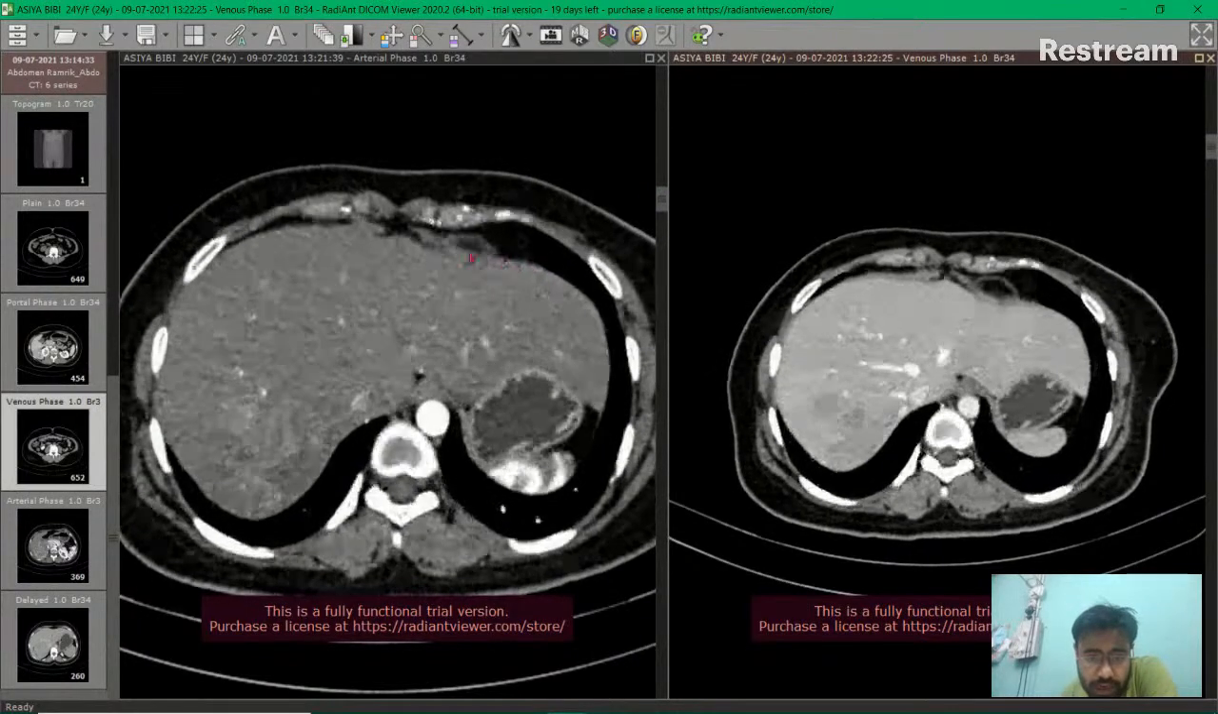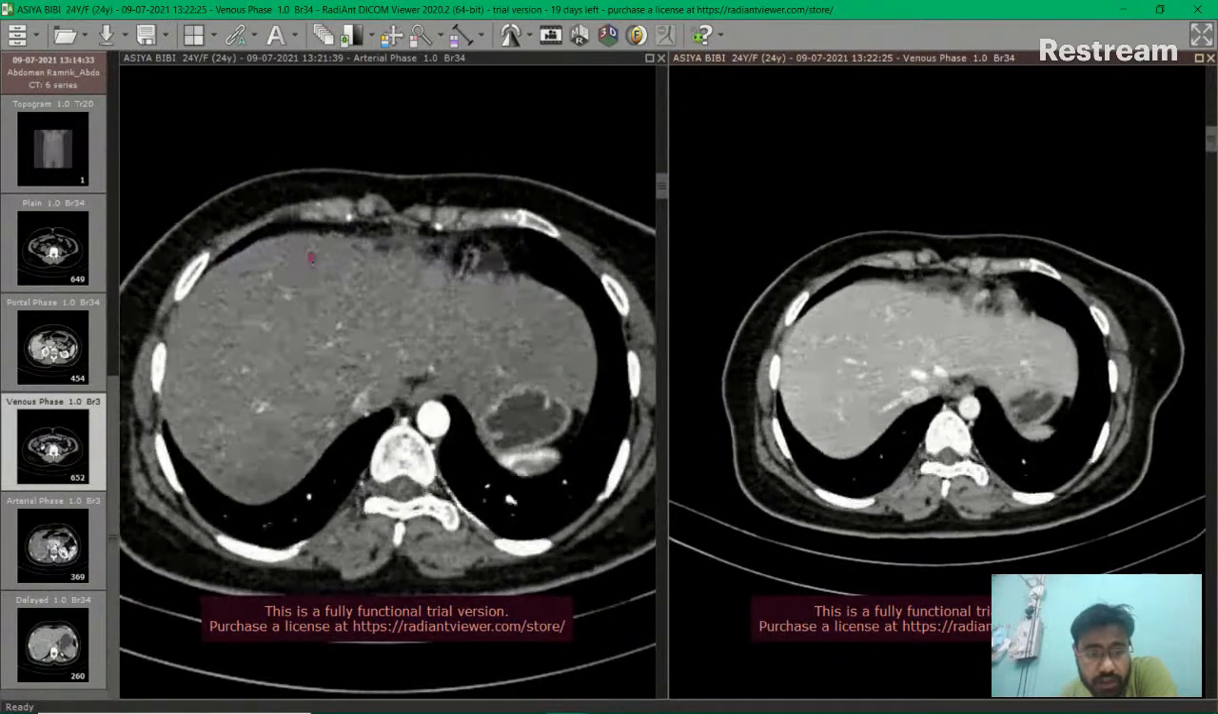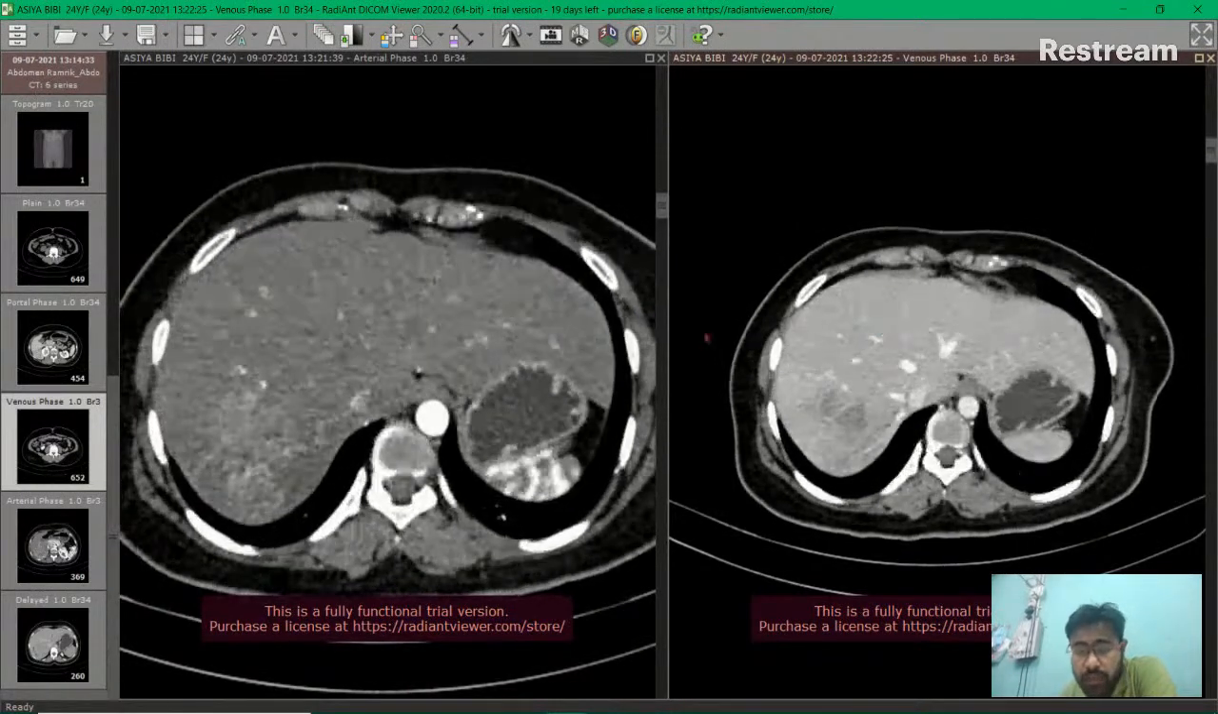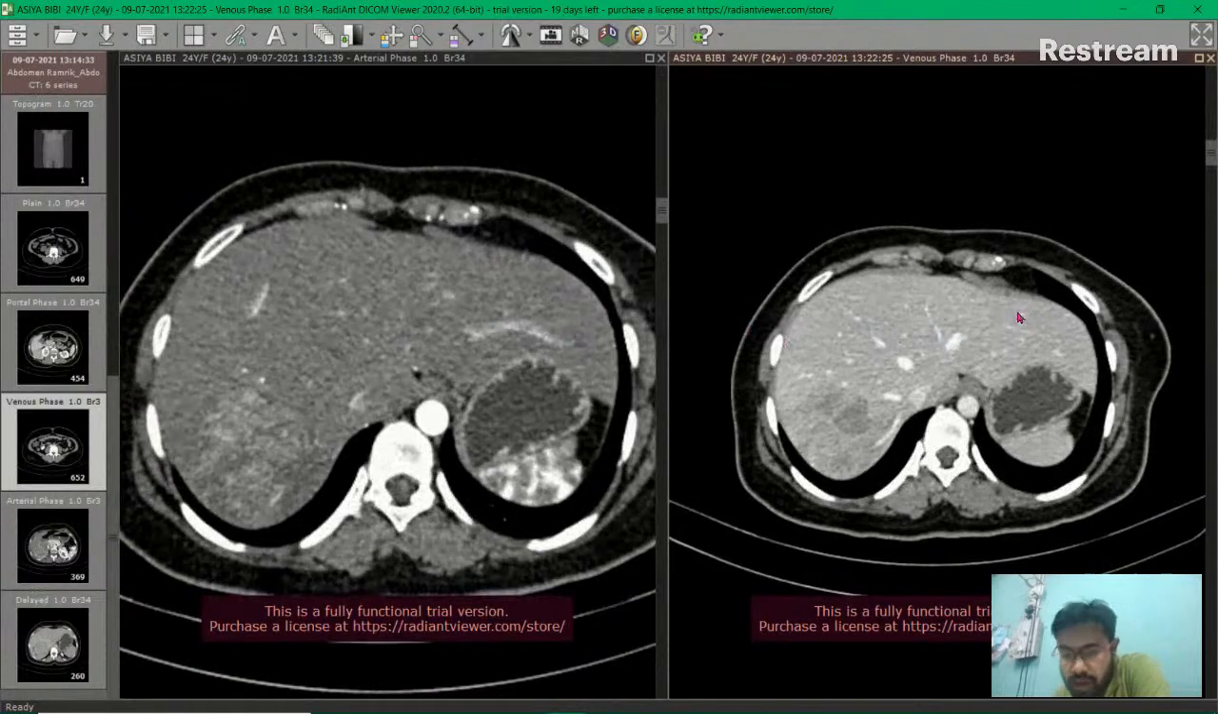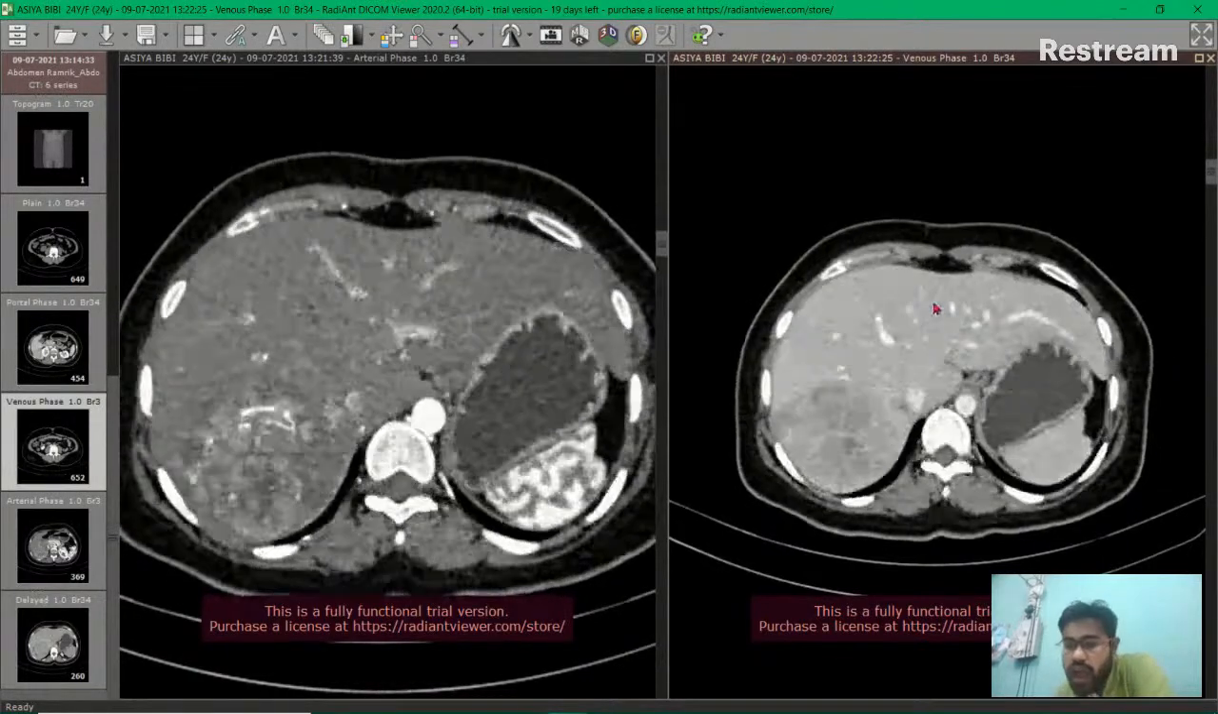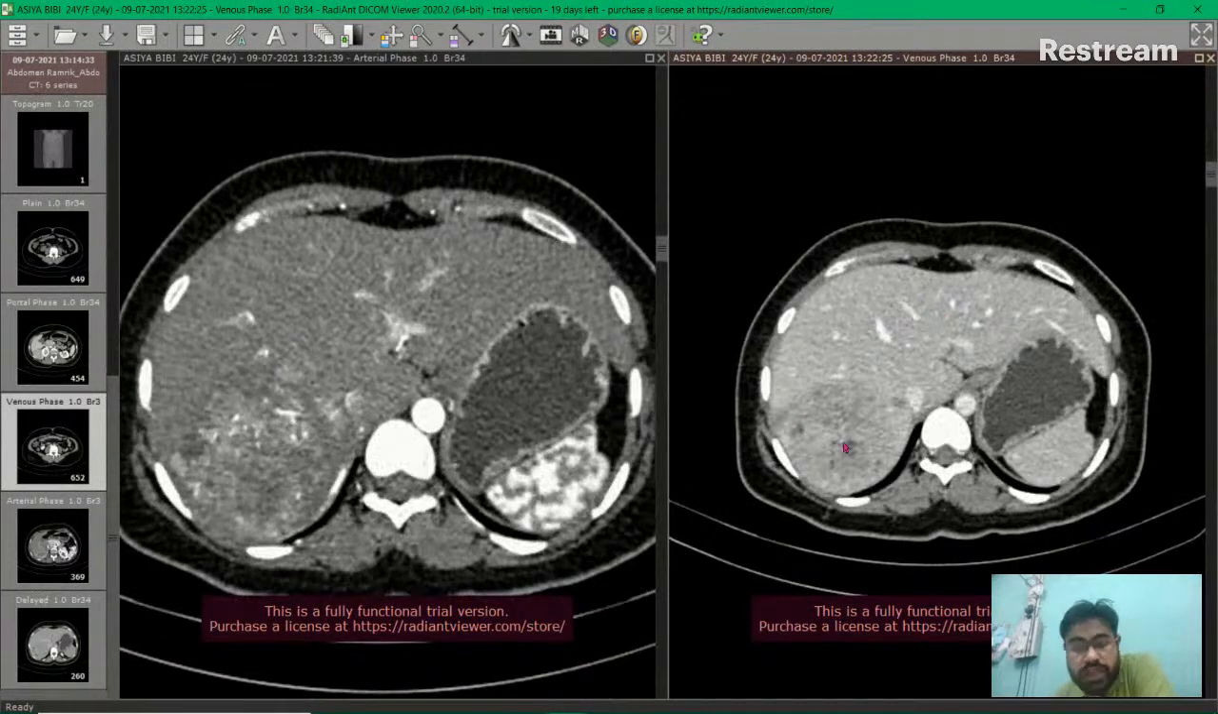Now, sir, you can see that the liver margin is pretty well regular, and the enhancement pattern of the liver is pretty well normal. That is homogeneous enhancement. So I am ruling out any cirrhotic pathology in this liver, number one. Number two, whether this patient has hepatitis B virus infection or not, we are not sure, because that serological marker has not been performed yet. We advise the patient to perform the serological marker for hepatitis B virus and also the alpha fetoprotein.